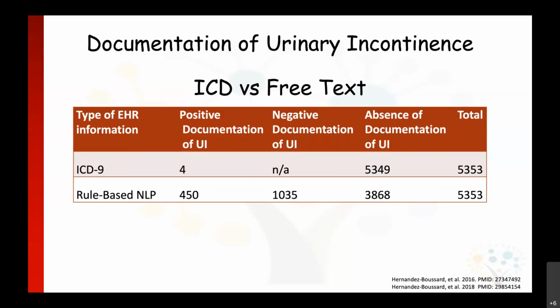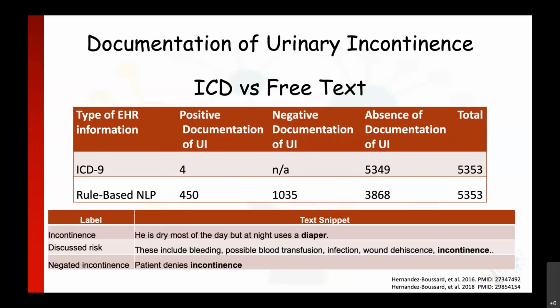So next we used a rule-based NLP approach on the same cohort looking at clinical notes, and we found 450 patients, so about 10%, had documentation of urinary incontinence in the EHRs. And more importantly, we were able to find that over 1,000 patients reported that they had no urinary incontinence, so a negation of urinary incontinence.